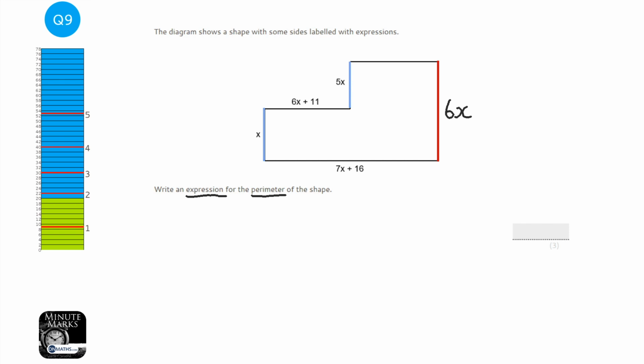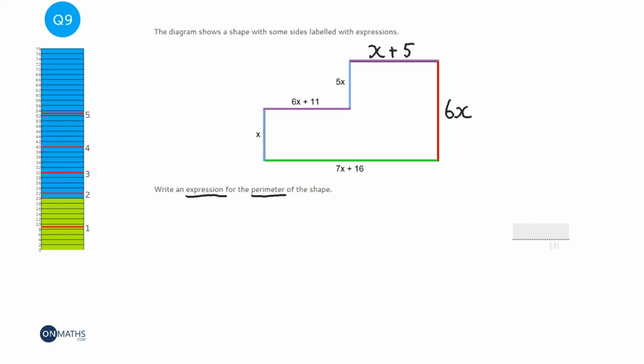Now, if the total distance across is 7x plus 16, and the bit we know is 6x plus 11, then the bit we don't know we'll have to add up together to make the 7x plus 16. So we need another x and we need another 5. Okay, we've labelled all the sides.